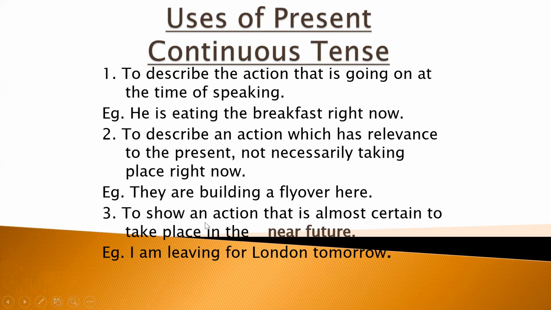Next, it can be to show an action that is almost certain to happen or take place in the near future, which has already been planned or fixed and is going to happen in the near future. Like, I am leaving for London tomorrow. It is already fixed that I am leaving. Even though it is future, tomorrow, we can use present continuous tense here too. I hope it is clear to you.